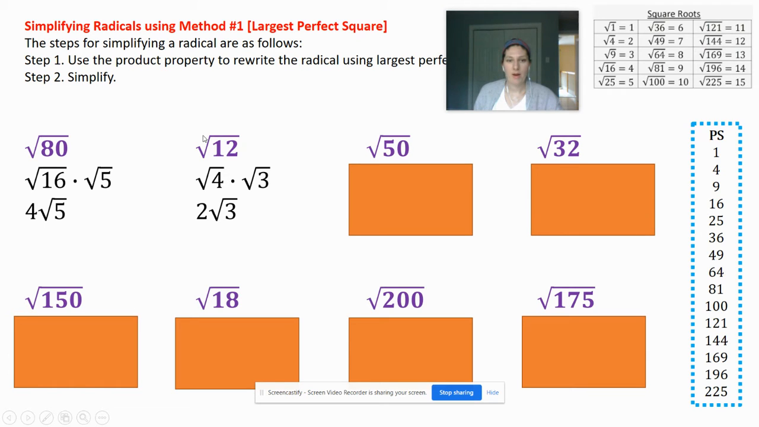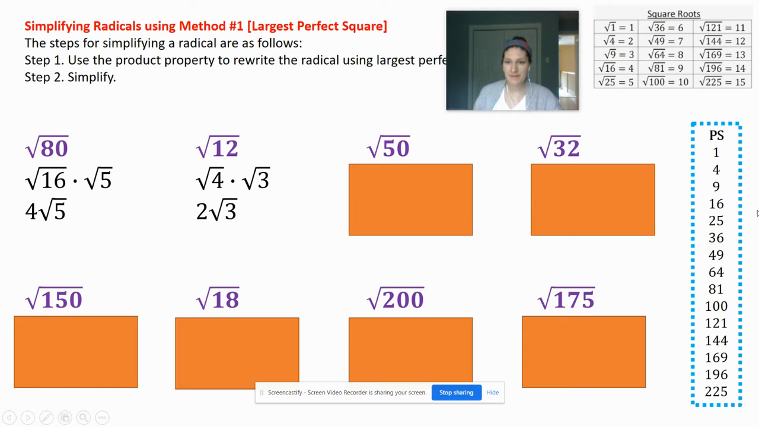Here's that product property, breaking up the radical. Square root of 4 is just 2. And the square root of 3, I can't simplify it any further, so it stays. So 2 root 3. That's how you read your answers out loud. Practice reading the answers out loud. Oftentimes, like in class, if we were in class, I'd find that a lot of you would hesitate to read it out loud. So really practice reading these radicals out loud.